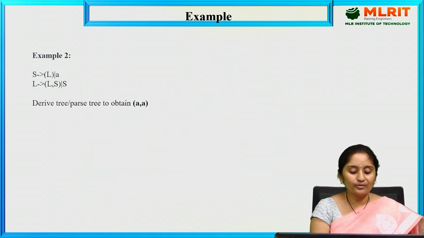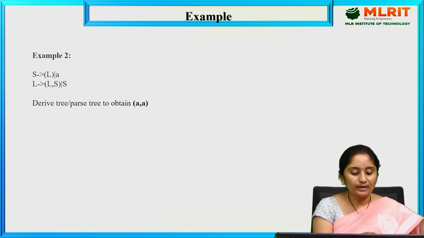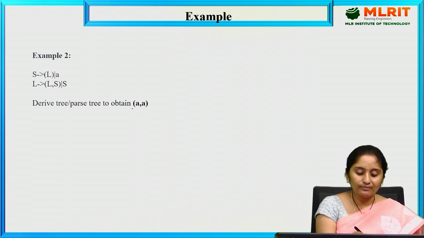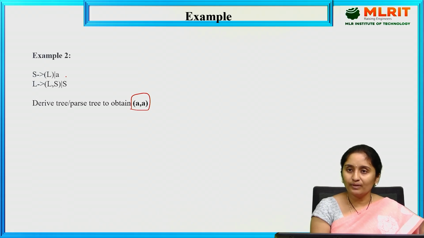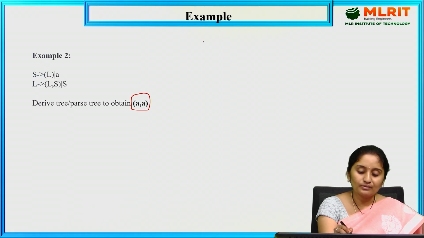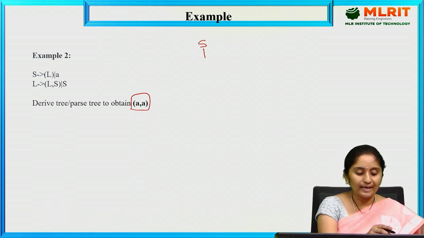So let us go for one more example. S produces L or A. L produces brackets L comma S or S. So derive the parse tree to obtain A comma A. I need to derive this parse tree by applying these production rules from the given grammar. The parse tree derivation should be done from the start node. So S is my start node.